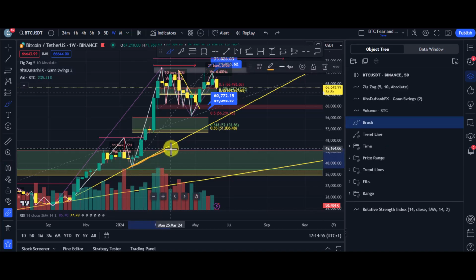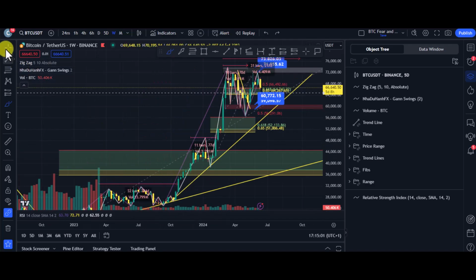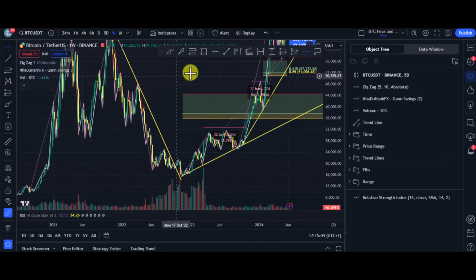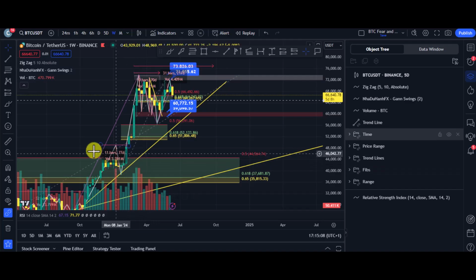And that's why I've got my trend line on there. We've got confluence. All right, cool. So that's why I've got my fib there. Did I have another fib? I think I might have. No. Okay, that's all the fibs.